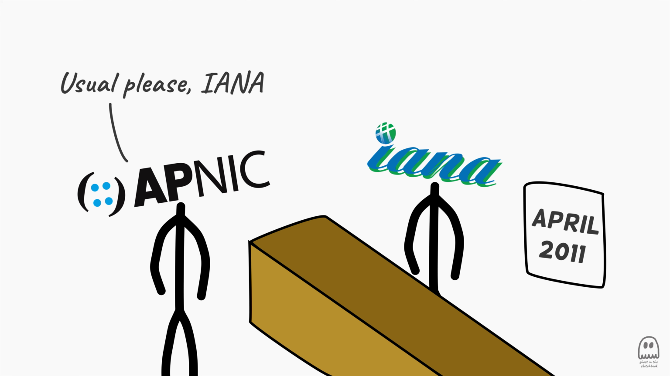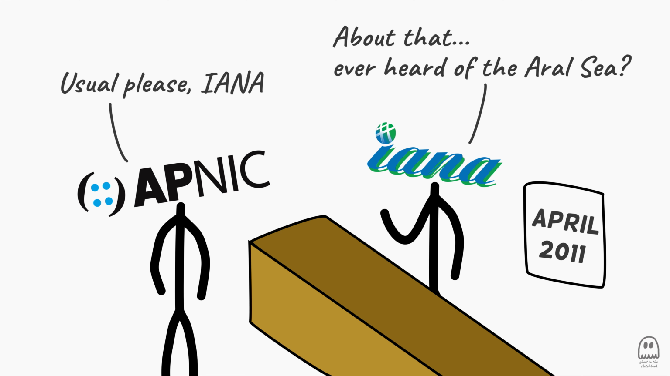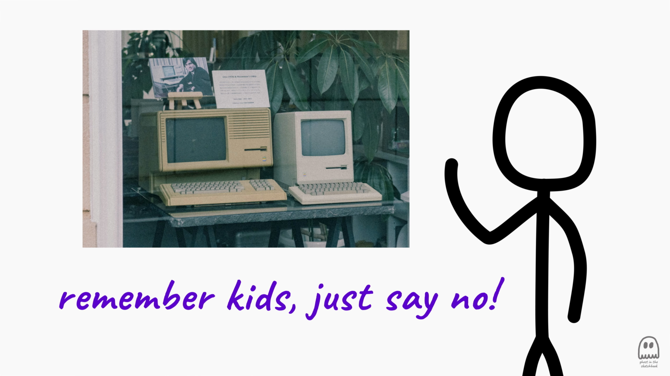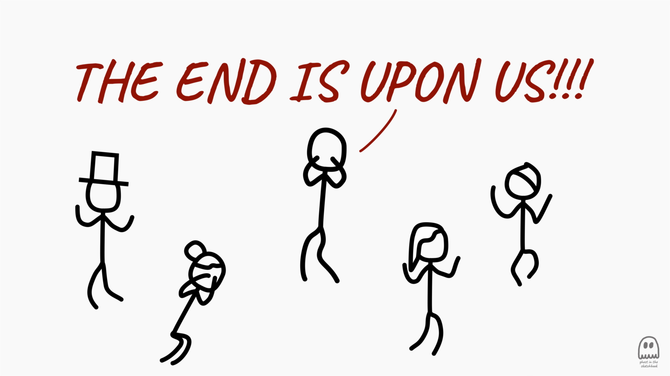In April of that year, the Asia Pacific Network Information Centre became the first regional registry to run out of IP addresses, and of course, be unable to request new ones from IANA. Fortunately, IP exhaustion was identified as early as the late 1980s, so there's been a lot of work to prepare for it, which is why you can still use the internet today.